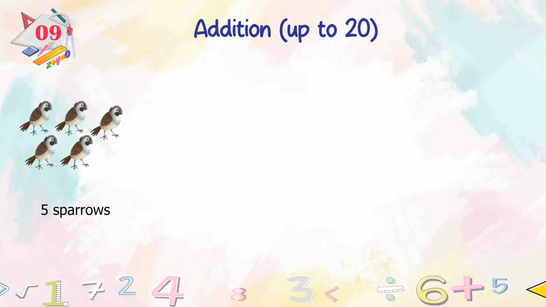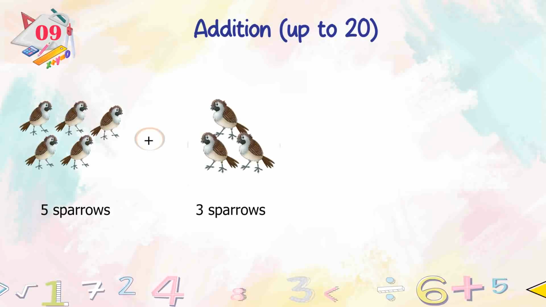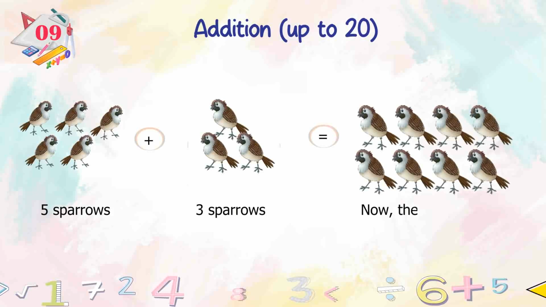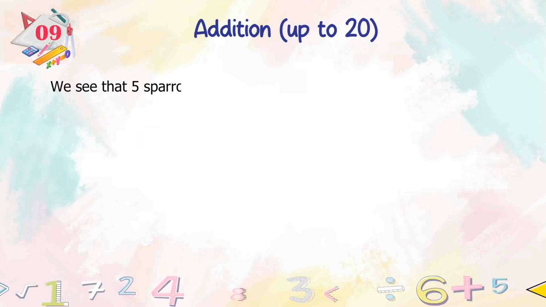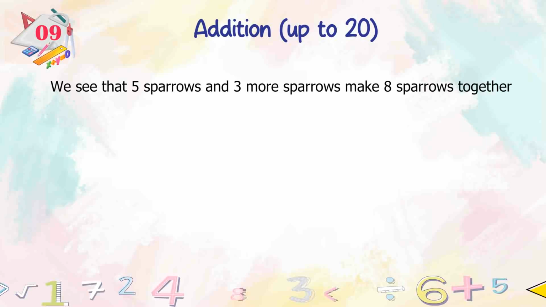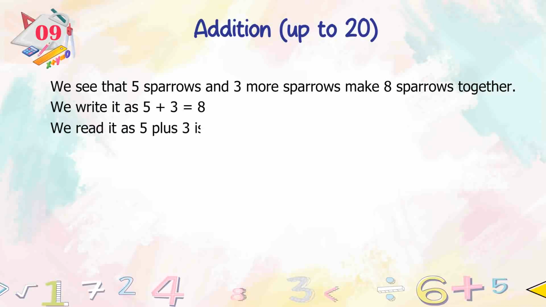5 sparrows plus 3 sparrows is equal to. Now, there are 8 sparrows. We see that 5 sparrows and 3 more sparrows make 8 sparrows together. We write it as 5 plus 3 equals 8. We read it as 5 plus 3 is equal to 8.